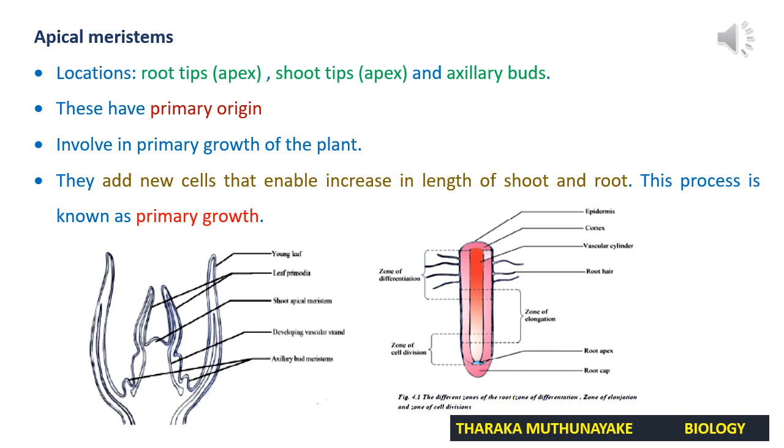Then it says apical meristems have primary origin. That means they are found from the beginning of the plant and they are involved in primary growth of the plant. So what actually happens in primary growth? During primary growth, the shoot elongates and the root elongates due to the activity of these apical meristems. That is the primary growth. So it says here apical meristems add new cells that enable increase in length of shoot and root. This process is known as primary growth.